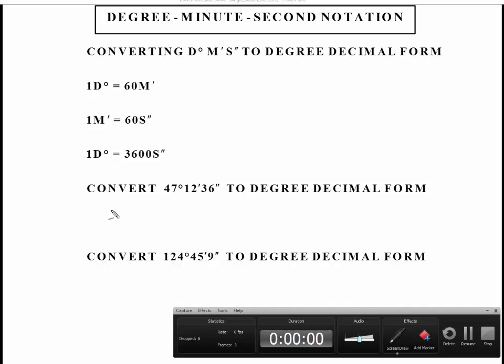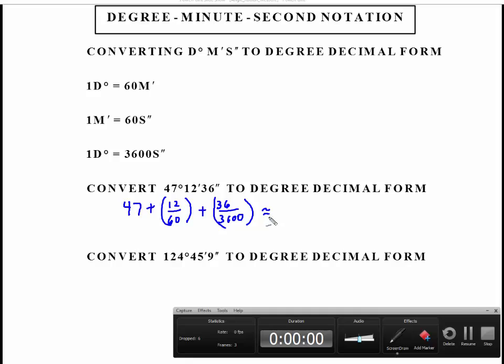What we're going to do here is just write 47 plus, in 1 minute there's 60 seconds, so we're going to put 12 over 60 and put parentheses around that, plus 36 over 3,600, which would reduce, by the way, if you wanted to do that. But this will give us the degree decimal form.